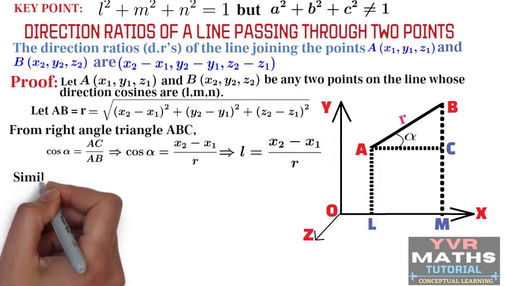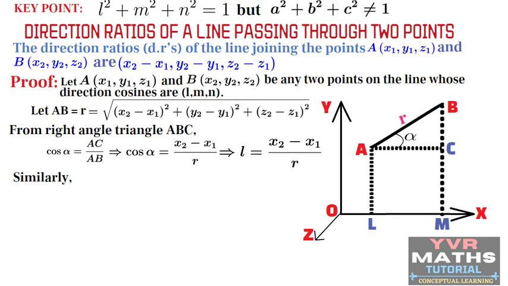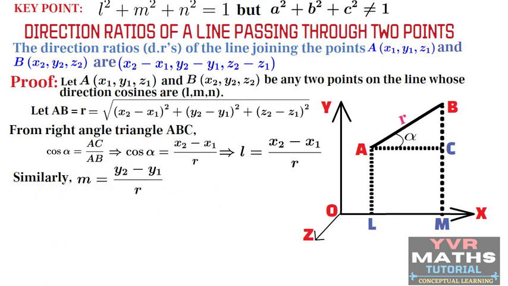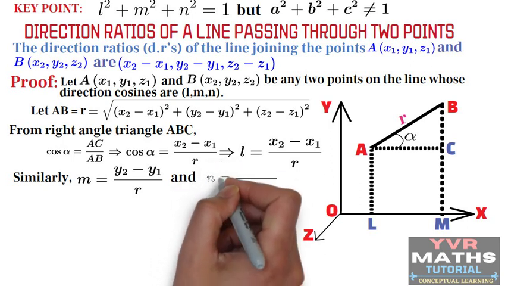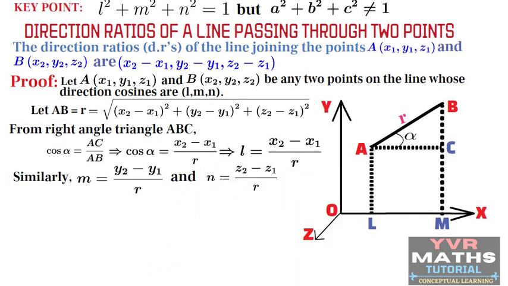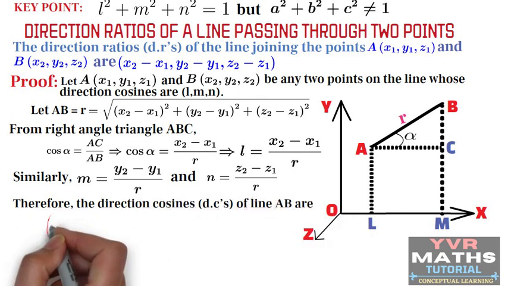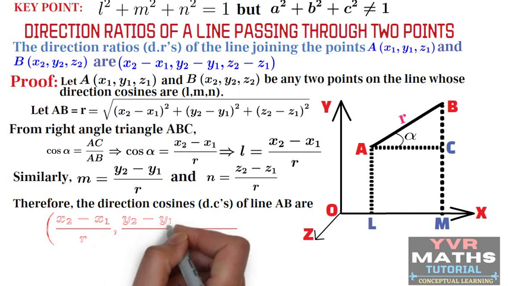Similarly, if we draw a perpendicular from A point and B point onto the y-axis and onto the z-axis, then we will get m is equal to y2 minus y1 by r and n is equal to z2 minus z1 by r. Therefore, the direction cosines of the line AB are x2 minus x1 by r, comma y2 minus y1 by r, comma z2 minus z1 by r.